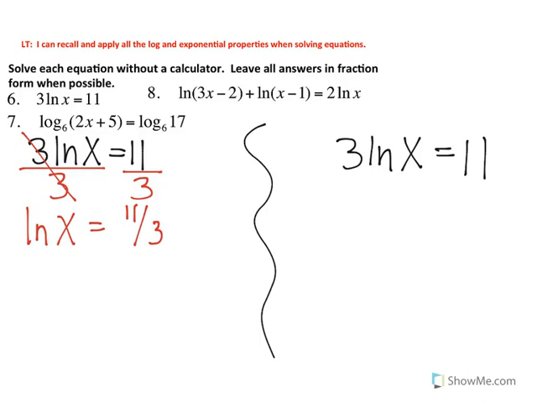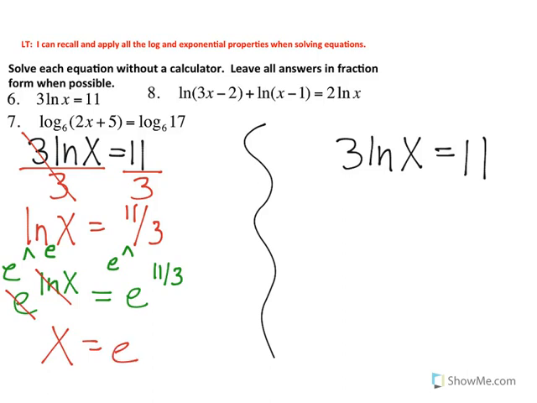Since I don't have a log on both sides of the equation, my second method is to exponentiate both sides. What is the base of my log? That's what I'm exponentiating by on both sides. So e to the natural log of x power equals e to the 11 thirds power. The bases are the same, they can be dropped. x equals e to the 11 thirds. And that would be your final answer.